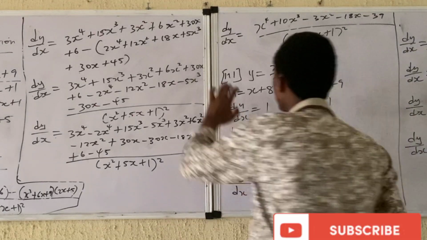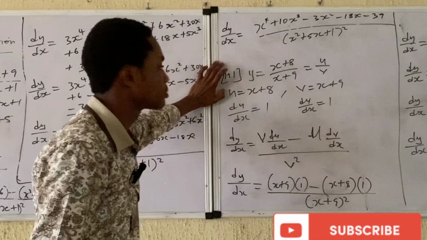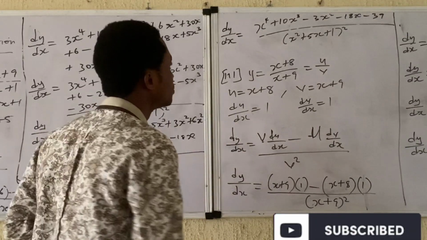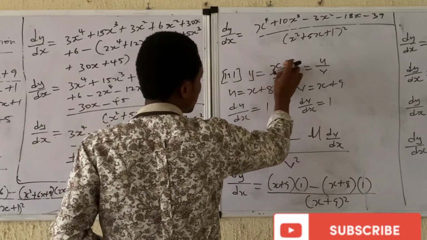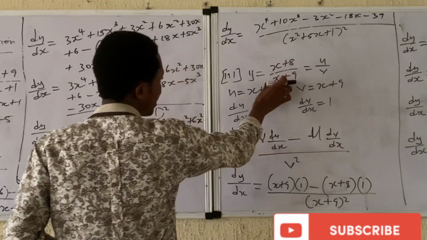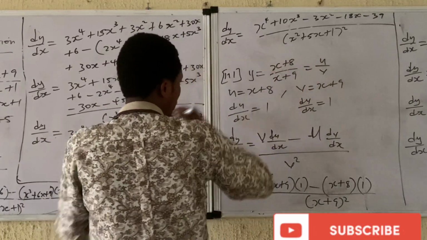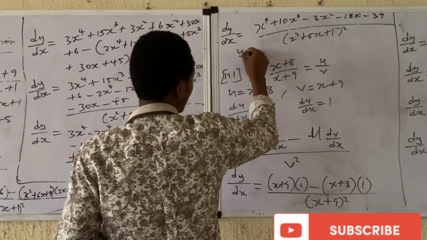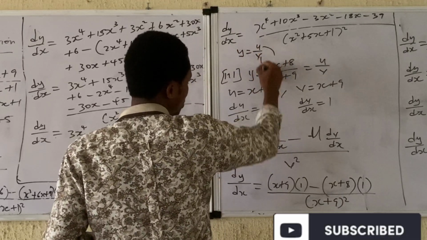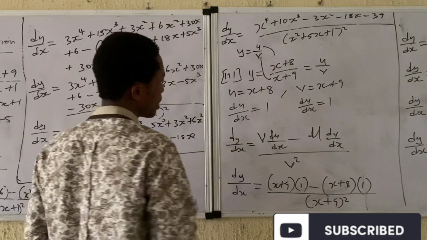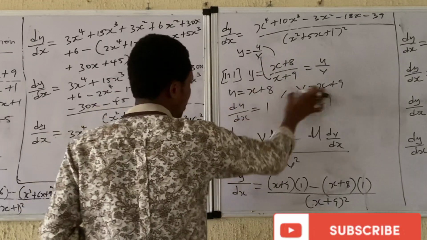Now moving to question 3. Question 3, y equals (x plus 8) all over (x plus 9). Remember our formula where y equals u all over v. So this one now is our u, while this one now is our v. That is it. Now our u here and our v here.